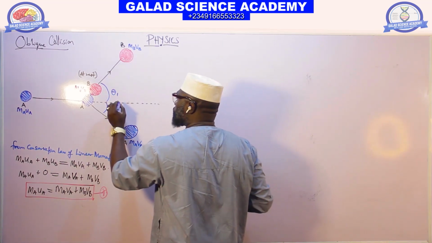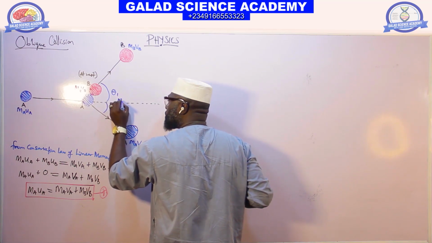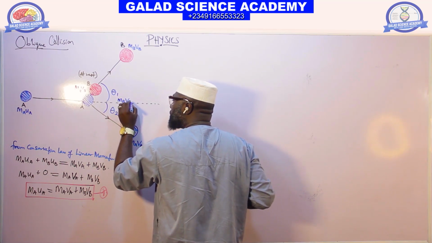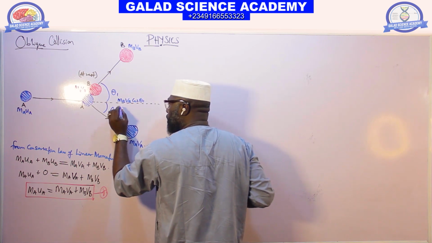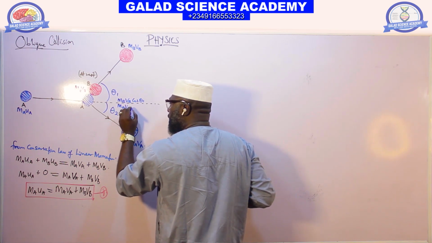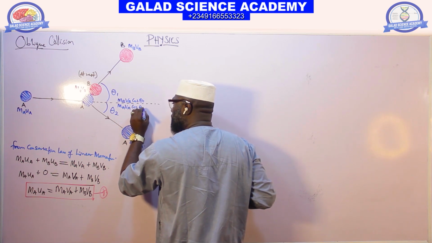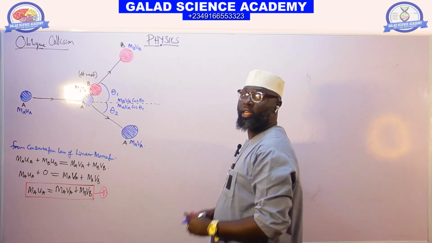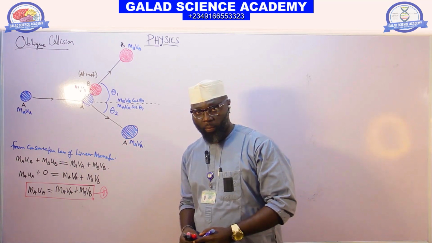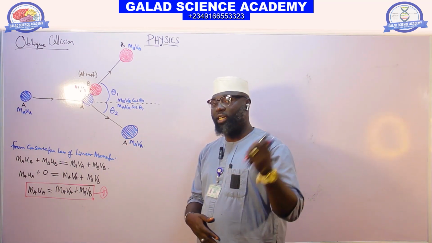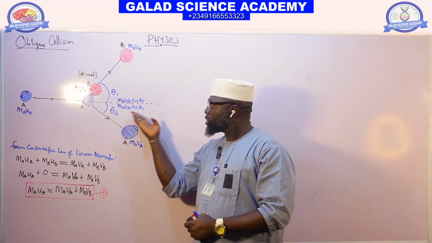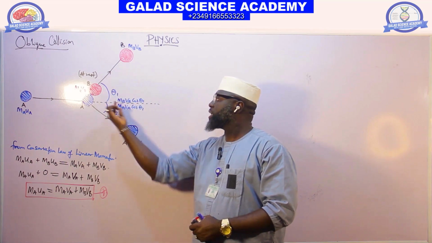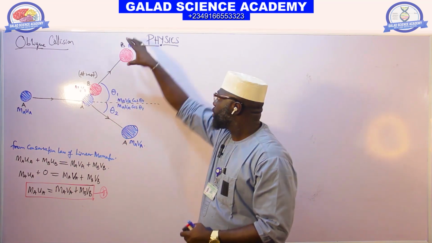For this one, I'm very sure the horizontal component will be MB VB cos theta 1. For this one, we have MA VA cos theta 1. We have done it in resolution of vectors. So if you missed the class, go and check my previous video, vectors analysis.